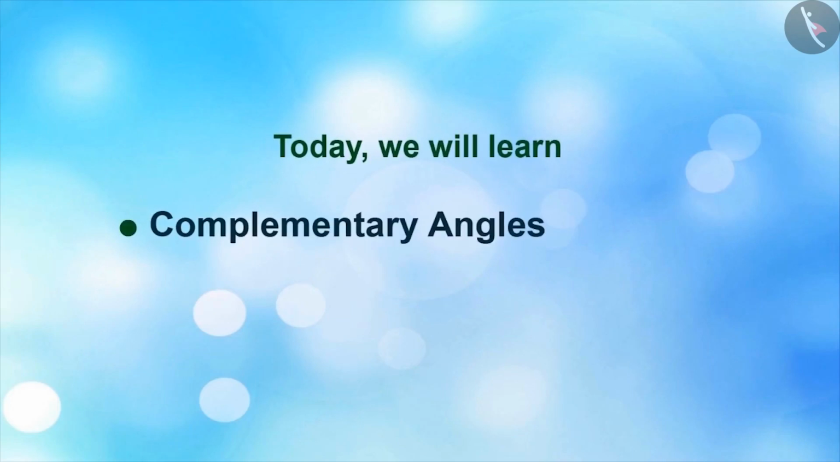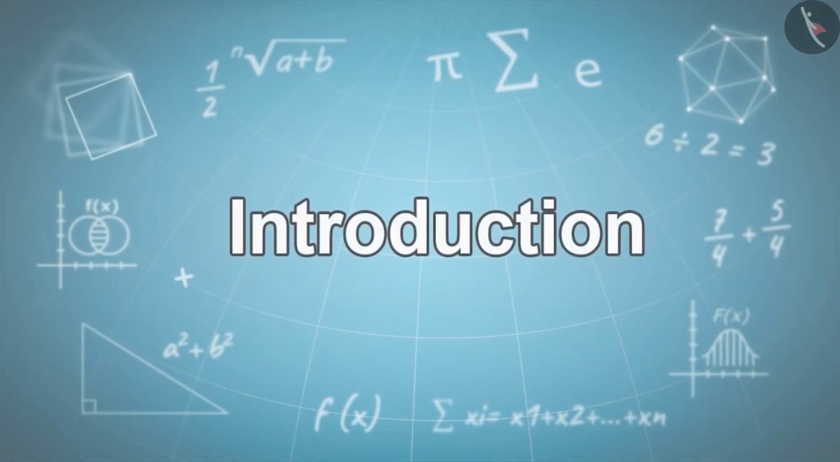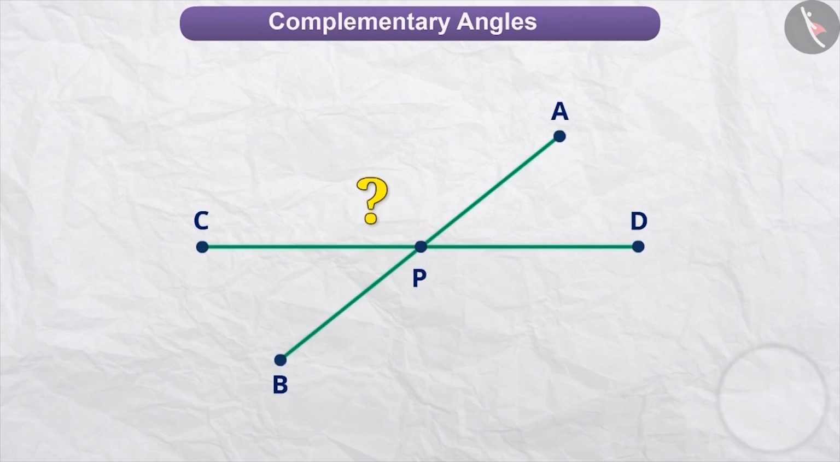Today we will learn complementary angles and supplementary angles. Here, lines AB and CD are intersecting at point P. What do we call such lines? Think. Absolutely correct. We call such lines intersecting lines.